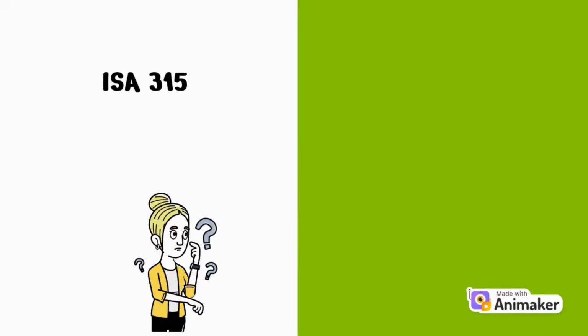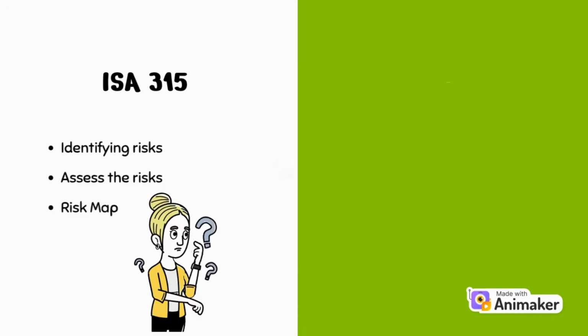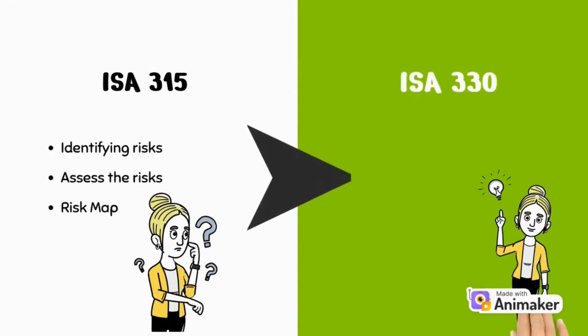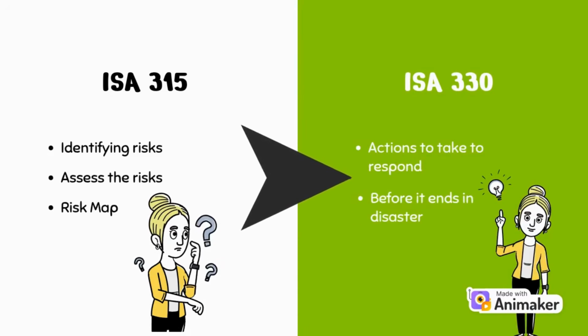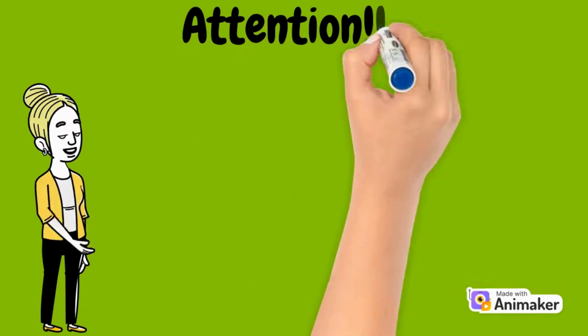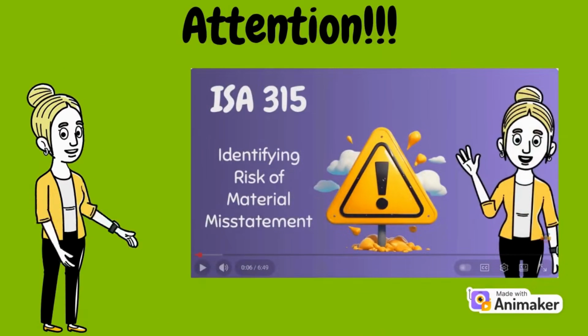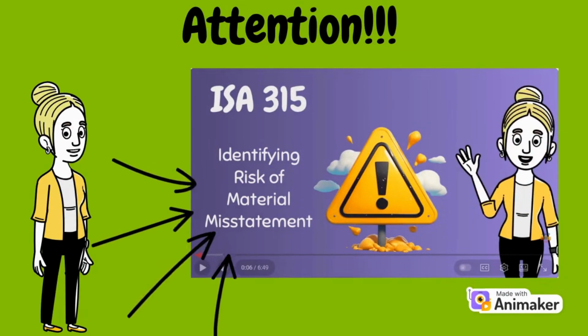ISA 315 is where we identified and assessed the risks of material misstatement, our risk map. ISA 330 is about taking that map and planning what actions to take so those risks don't lead to an audit disaster. No point identifying weak floors in a building if we don't reinforce them, right? If you missed our previous video on identifying the risk of material misstatement, definitely check it out.